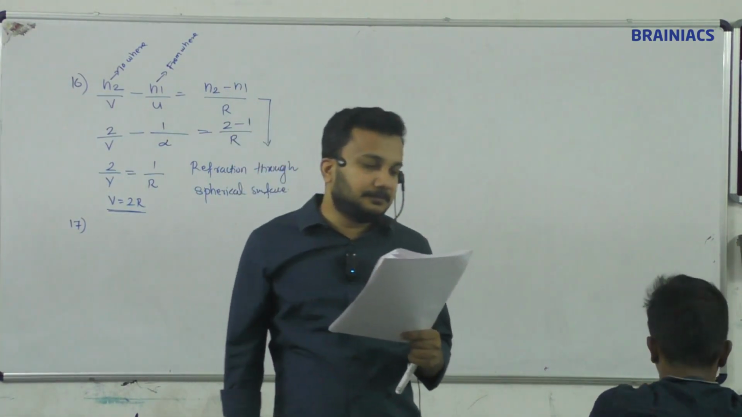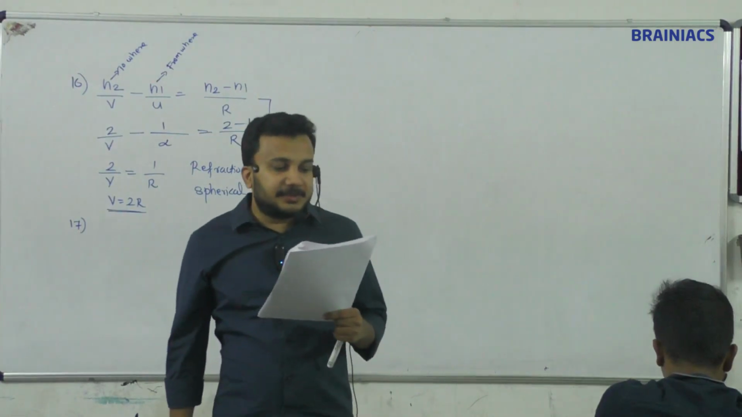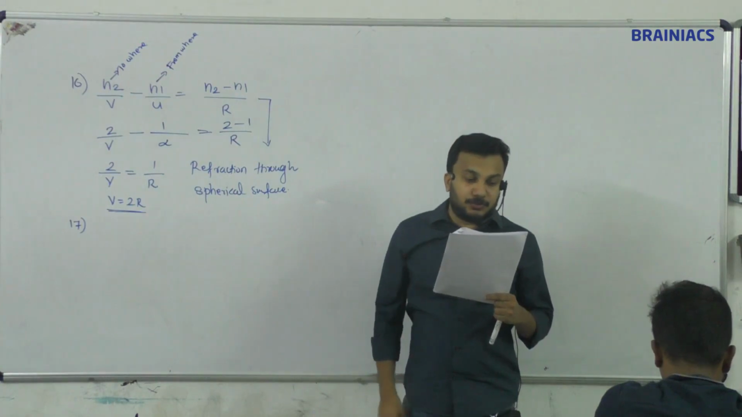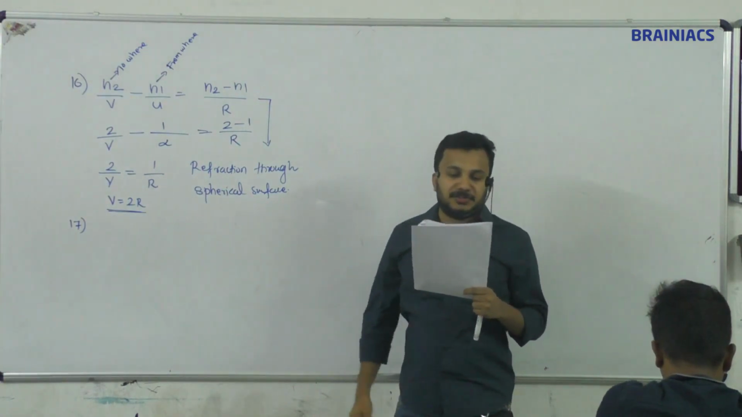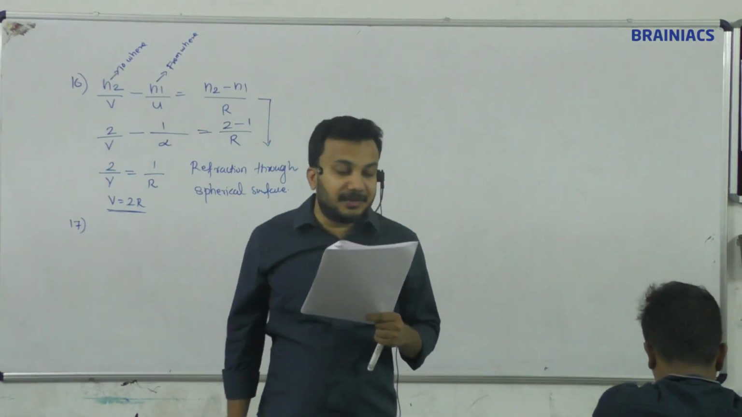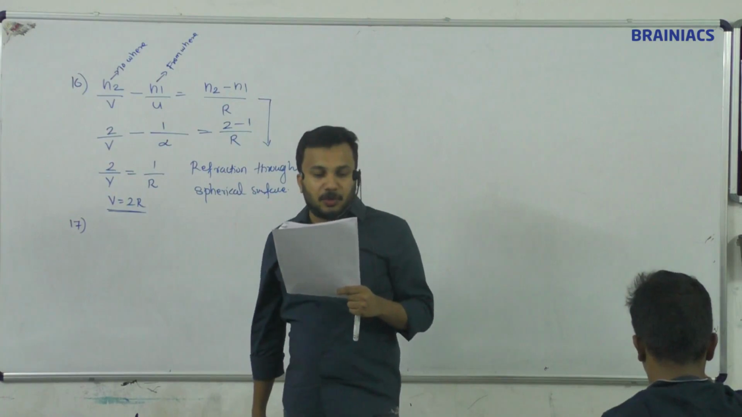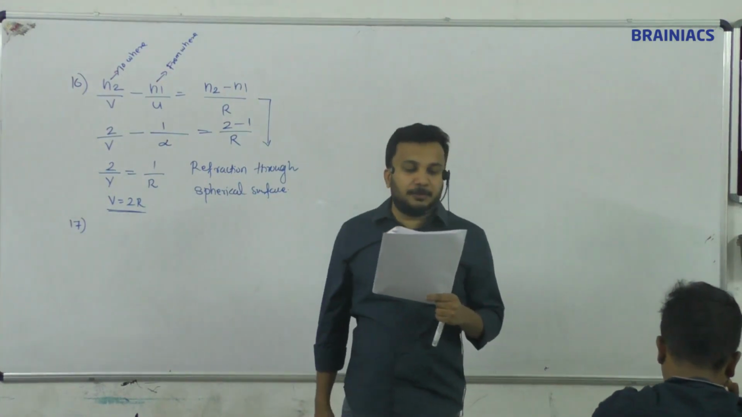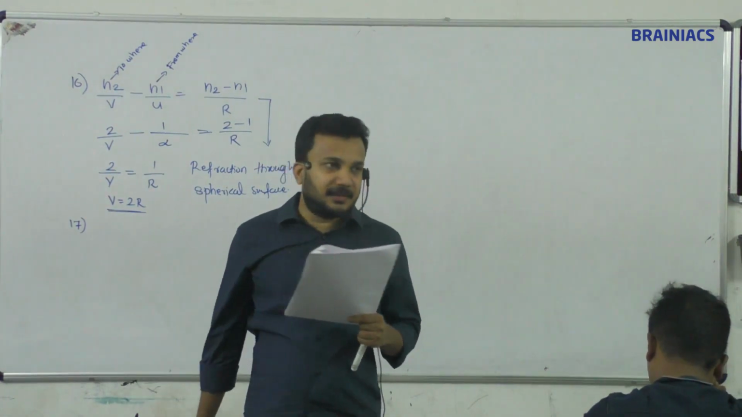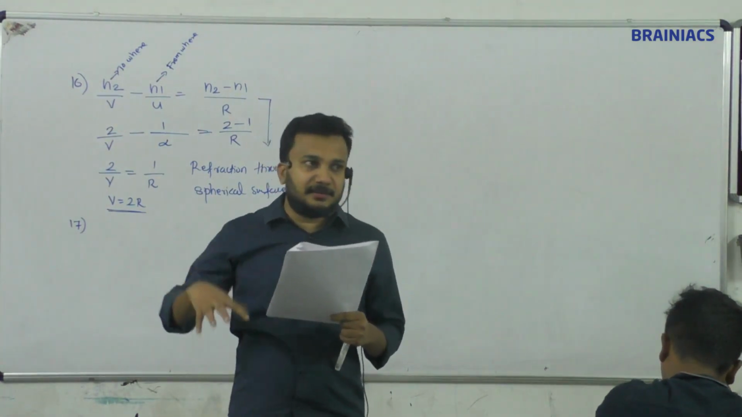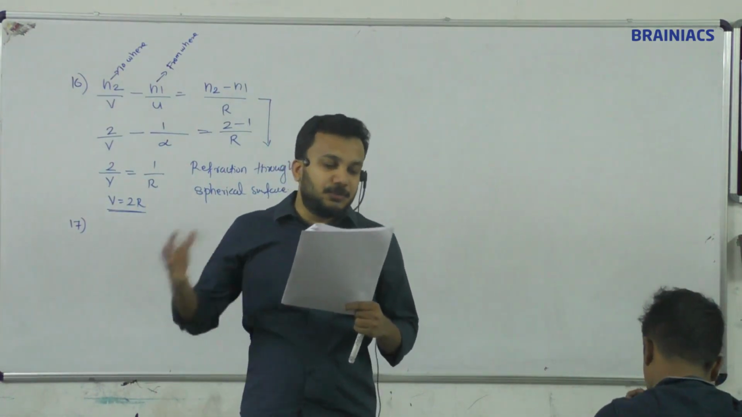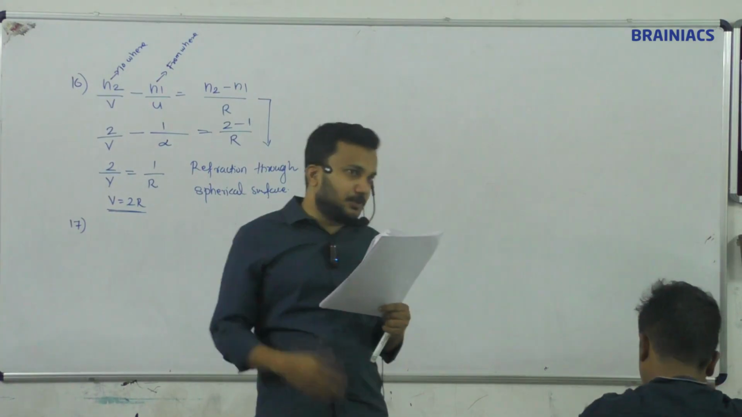Question number 17. A lens is made of glass whose refractive index is 1.60 and has a focal length of plus 20 centimeter in air. Its focal length in water, whose refractive index is 1.33, will be. This model we have solved in the class. First one, lens is in which medium? Air medium. Second case, lens is in which medium? Water medium. So 2 cases.